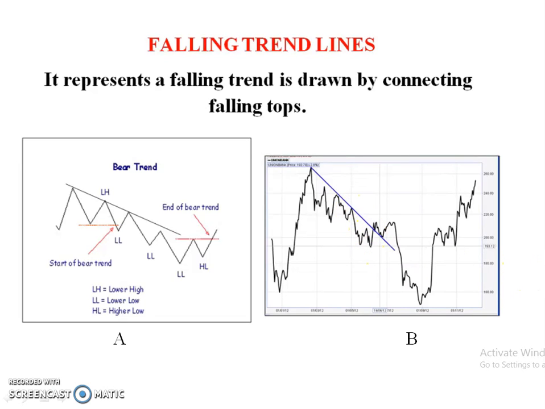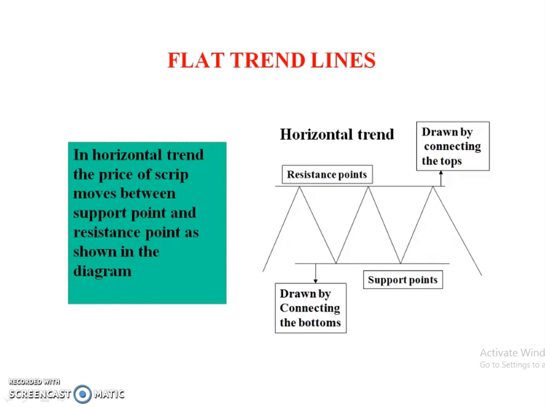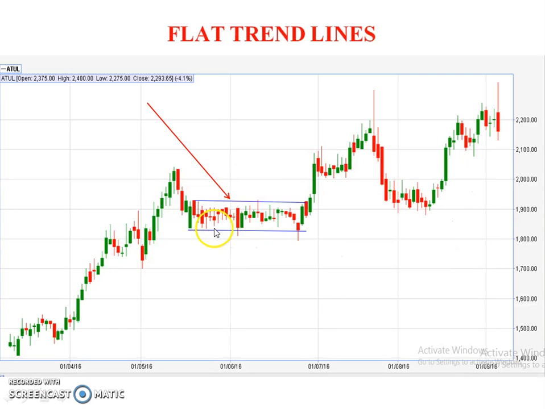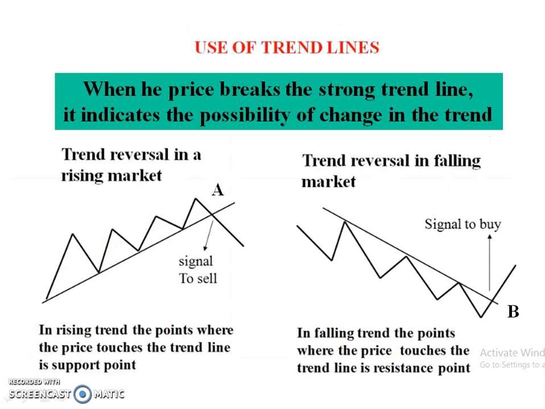To indicate the flat trend, 2 trend lines are drawn, one by connecting tops and the other by connecting the bottoms. So, there are 2 trend lines, as shown in the sketch. You can see the manner in which the trend lines are drawn for a range-bound area of stock price in this image. Let us now understand the importance and the uses of the trend lines.